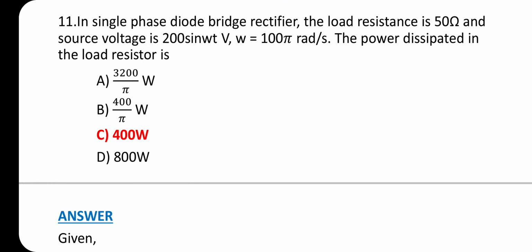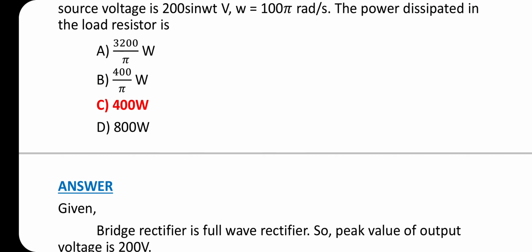Question number 11. In a single phase diode bridge rectifier, the load resistance is 50 ohm and source voltage is 200 sin omega t volt. Omega equal to 100 pi radian per second. The power dissipated in the load resistor is, answer option C, 400 watt.